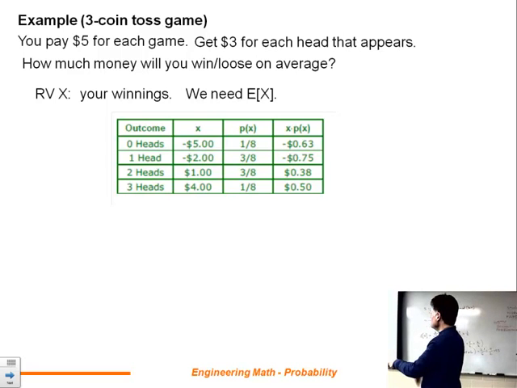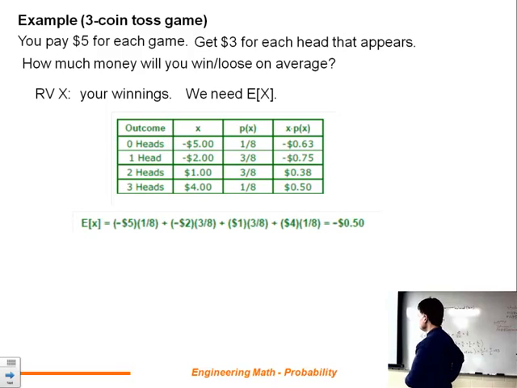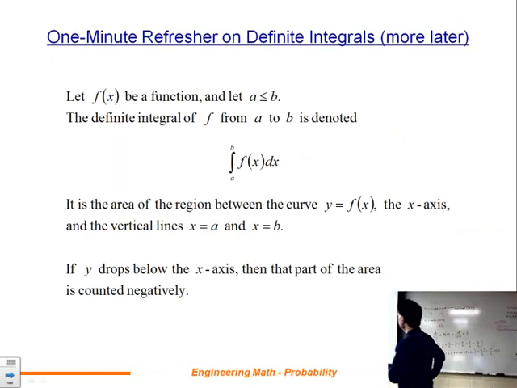We've already done them. And so if we just multiply each entry X times its probability, we get this column over here. Now the expected value is just the sum of the entries in this column, which turns out to be minus 50 cents. So you can expect to lose, on average, 50 cents every time you play this game. So don't play. All right.